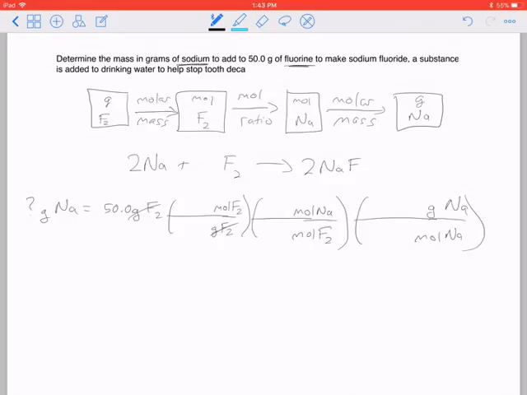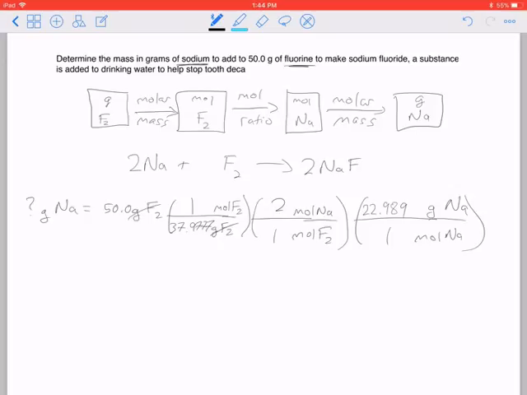Okay, fluorine has a molar mass of 37.977777 grams in 1 mole. And then there is 2 moles of sodium for every 1 mole of fluorine from the balanced chemical equation. And then 22.989 grams of sodium in 1 mole of sodium.